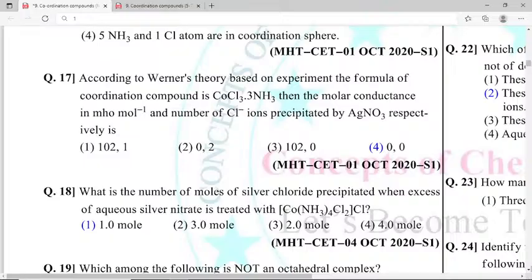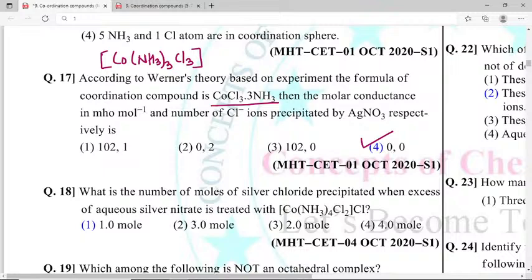So what type of formula is there? CoCl3 with ammonia. So this is the type of complex. Complex Co inside the bracket, NH3 3 times, and Cl3 outside. Outside the ionization sphere there is nothing. So 0, 0. 0, 0 is the answer.